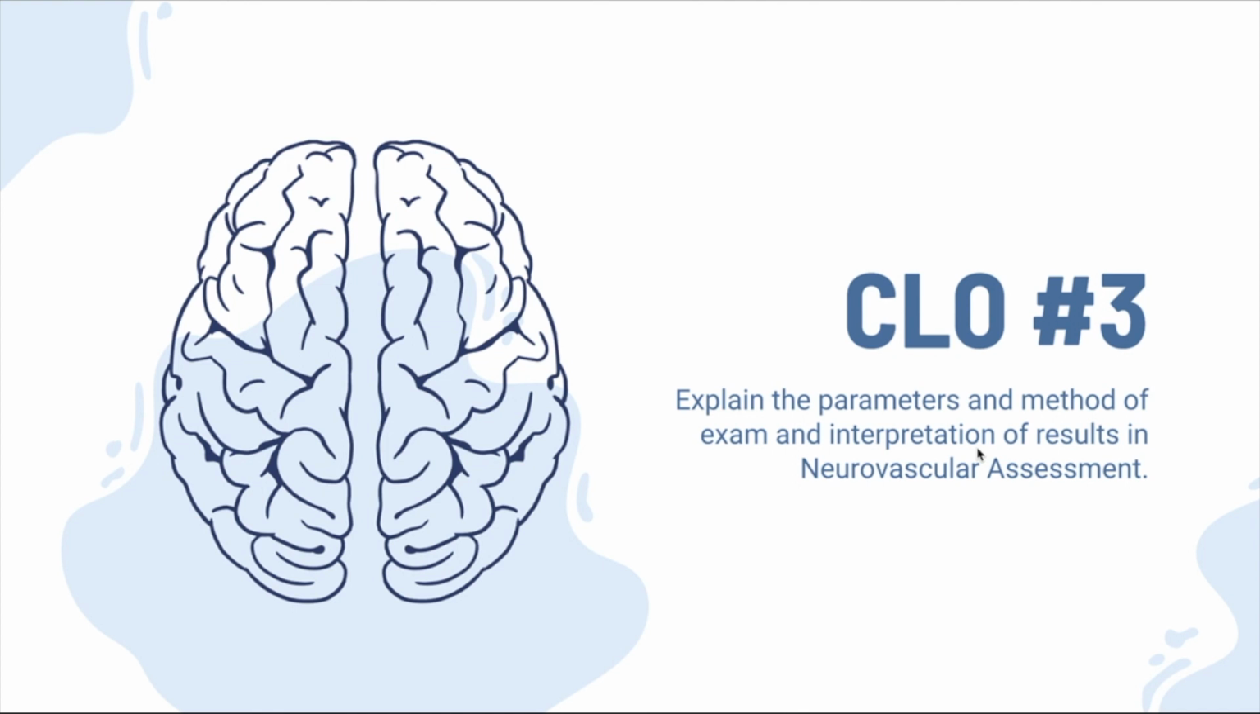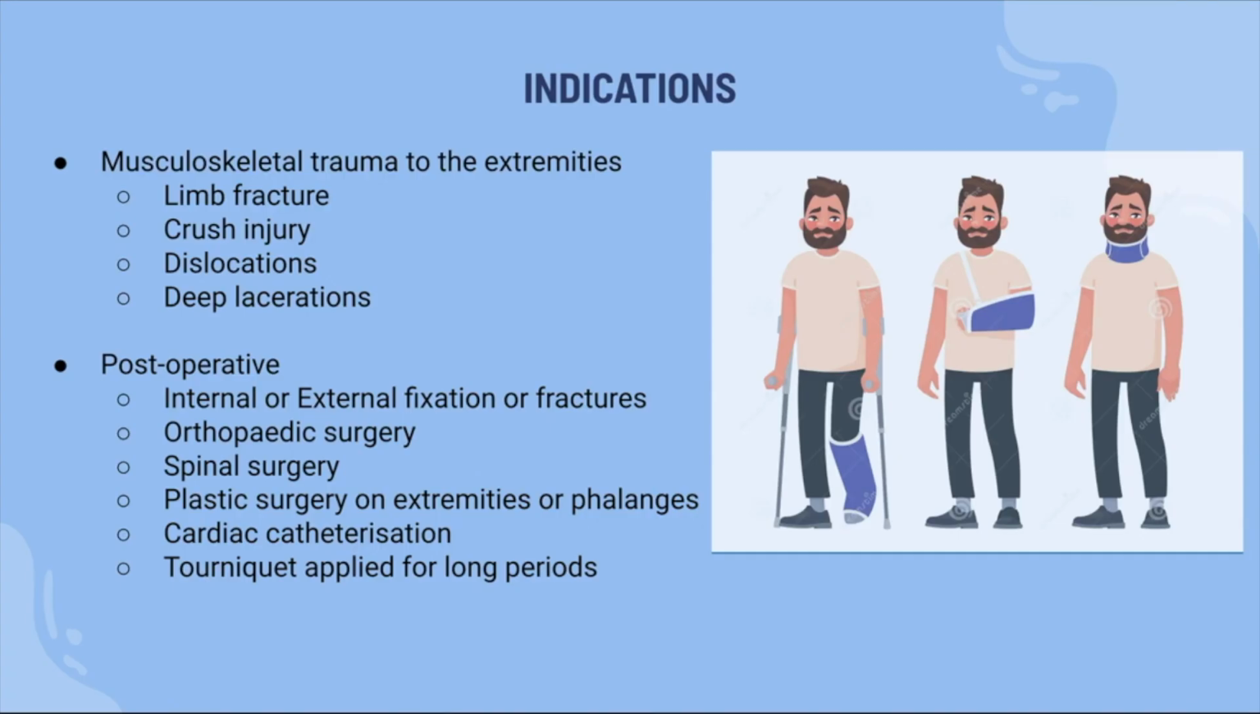For CLO number 3, it is to explain the parameters and the methods of exam and interpretation of results in neurovascular assessment. So for the indications for neurovascular assessment, patients who should be assessed include, but are not limited to, musculoskeletal trauma to the extremities such as limb fracture, crush injury, dislocation, and deep lacerations. Patients with limb fractures, crush injury, and dislocations are at an increased risk for acute limb compartment syndrome or ALCS, which would indicate a neurovascular assessment.